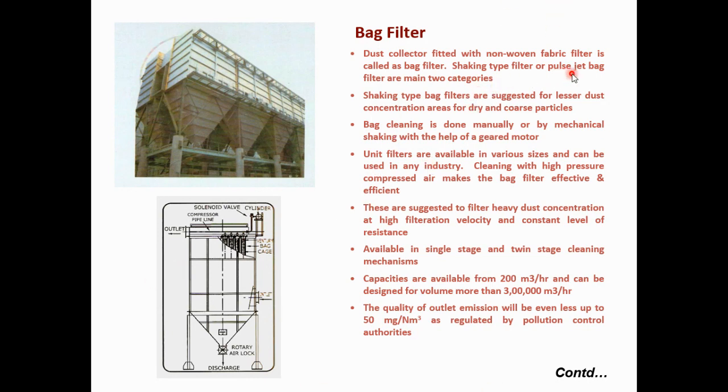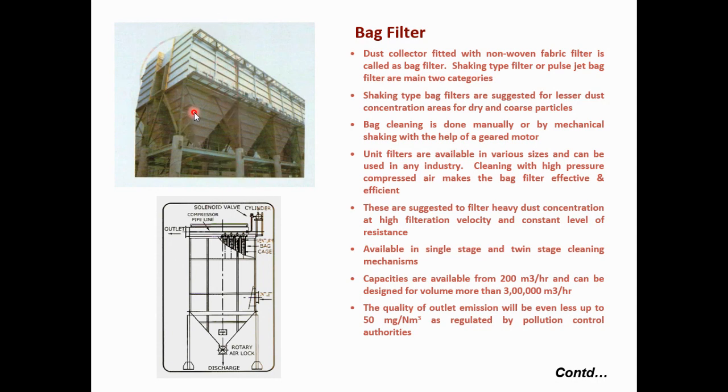There are two main types of bag filter: one is called the shaking type and another is called the pulse jet bag filter. In this case, small bags are hanging inside this big casing. The gas enters not from the top but from the downside, and while moving upward the dust particles are filtered by the fabric and the clean air goes outside.